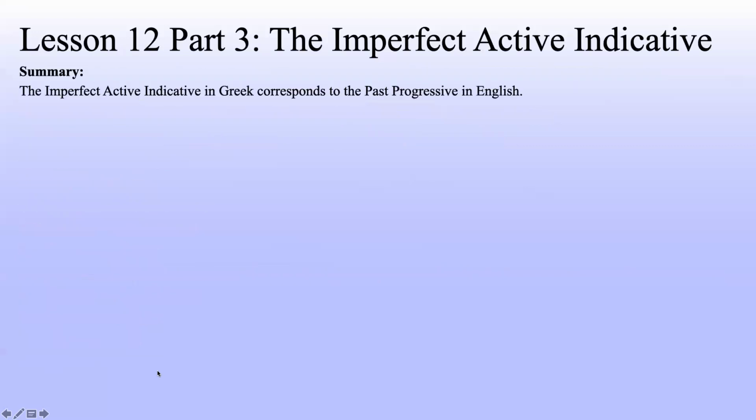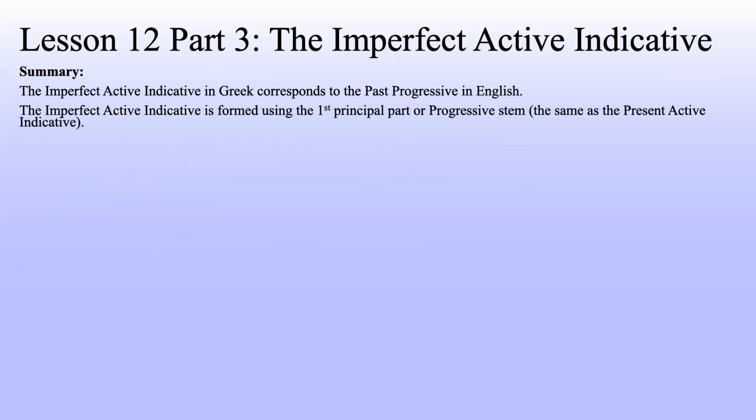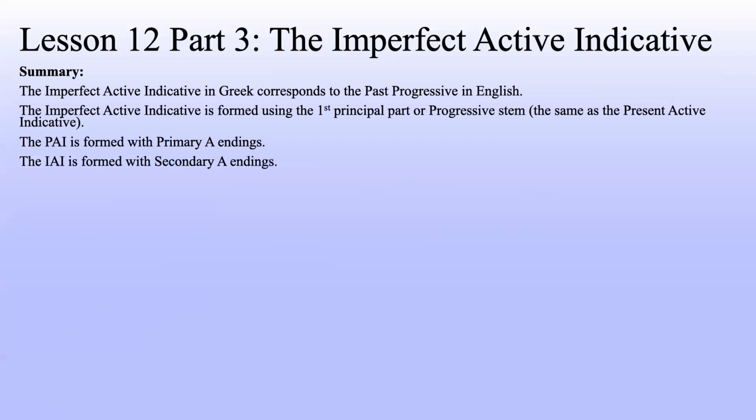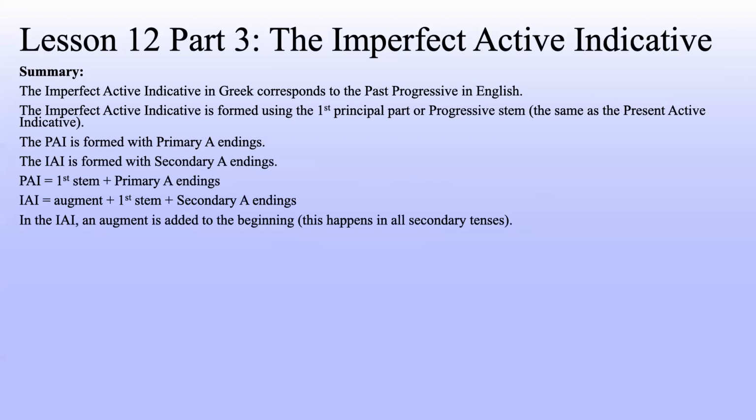So, summary. The imperfect active indicative in Greek corresponds to the past progressive in English. The imperfect active indicative is formed using the first principal part or progressive stem, the same as the present active indicative. The present active indicative is formed with primary active endings. The imperfect active indicative is formed with secondary active endings. Present active indicative equals first stem plus primary active endings. Imperfect active indicative equals augment plus first stem plus secondary active endings.